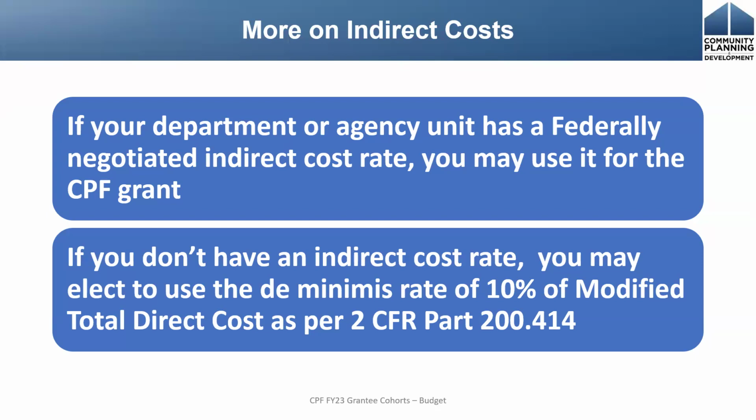The best thing about using the de minimis rate is that no additional documentation is required to justify the 10% de minimis indirect cost rate. So for indirect cost, you can either use your federally negotiated rate or 10% of your modified total direct cost. The definition of modified total direct cost is in our reference here at 2 CFR Part 200.414.